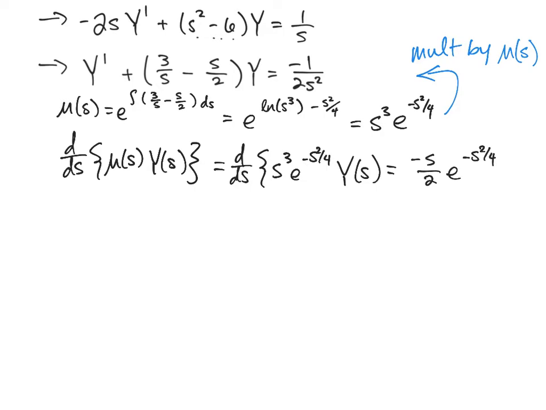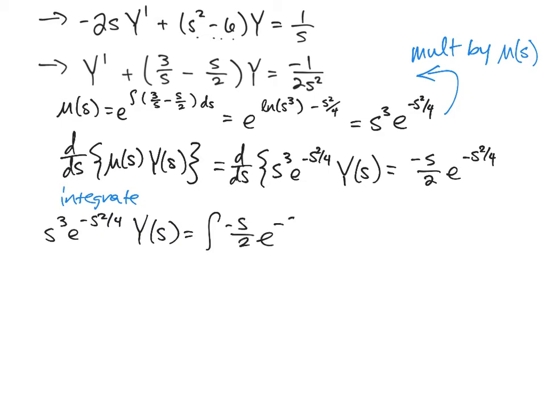Now we integrate and solve for y. The next thing we'll do here is integrate, and then we get s cubed e to the negative s squared over 4 y of s equals the integral of negative s over 2 e to the negative s squared over 4 ds. And I'm just going to tell you that this equals e to the negative s squared over 4 plus c. You could do a u substitution on there. That one's pretty straightforward.